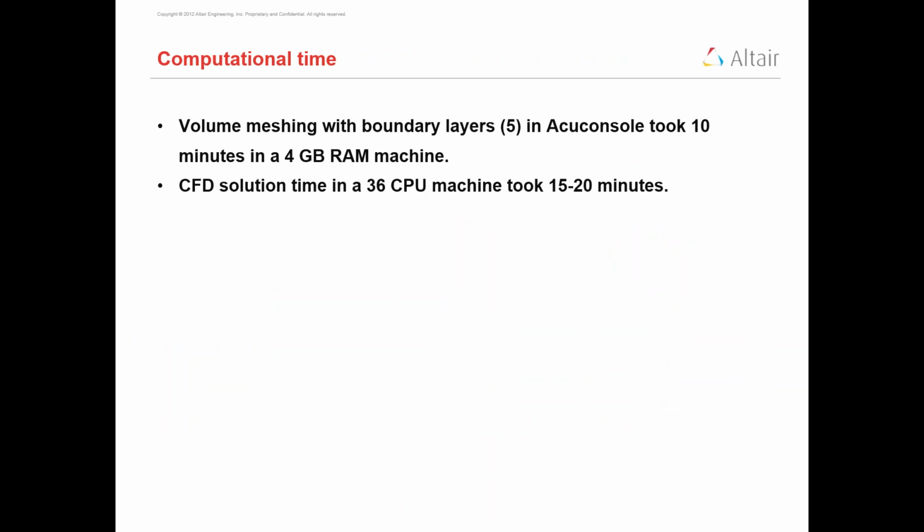For computational time, volume meshing with 5 boundary layers takes around 10 minutes on a 4 GB RAM machine. Basically it is done on my laptop. It generates around 2.7 million elements in 10 minutes. So we have very good meshing as well as solving capability within our CFD solver, AccuSolve. For the CFD solution, we took 36 CPUs, and it requires 15 to 20 minutes.